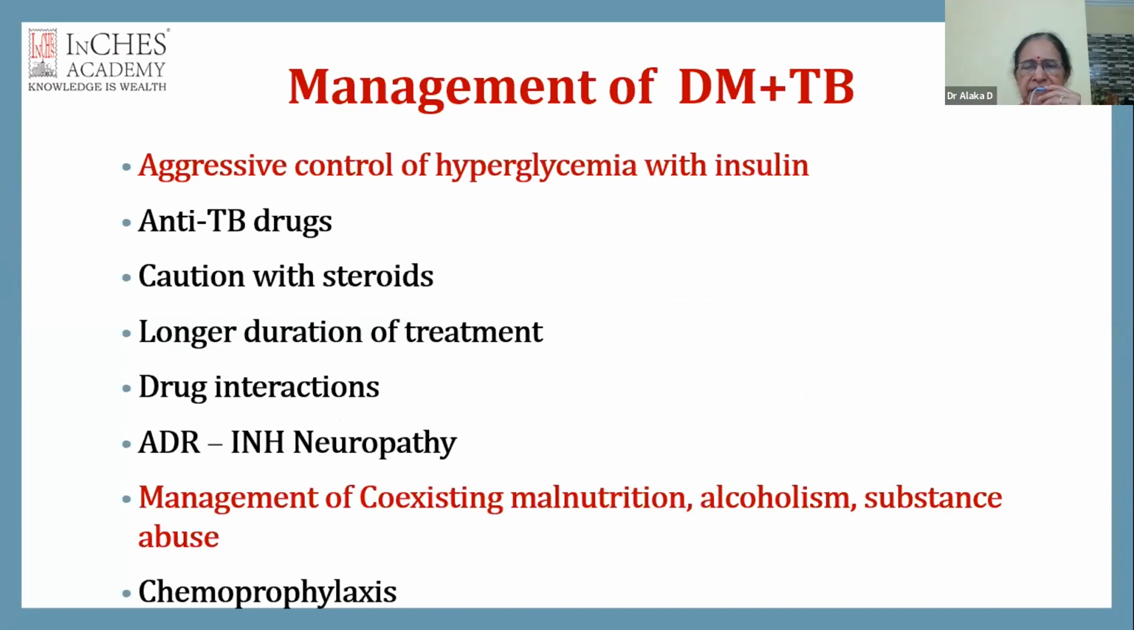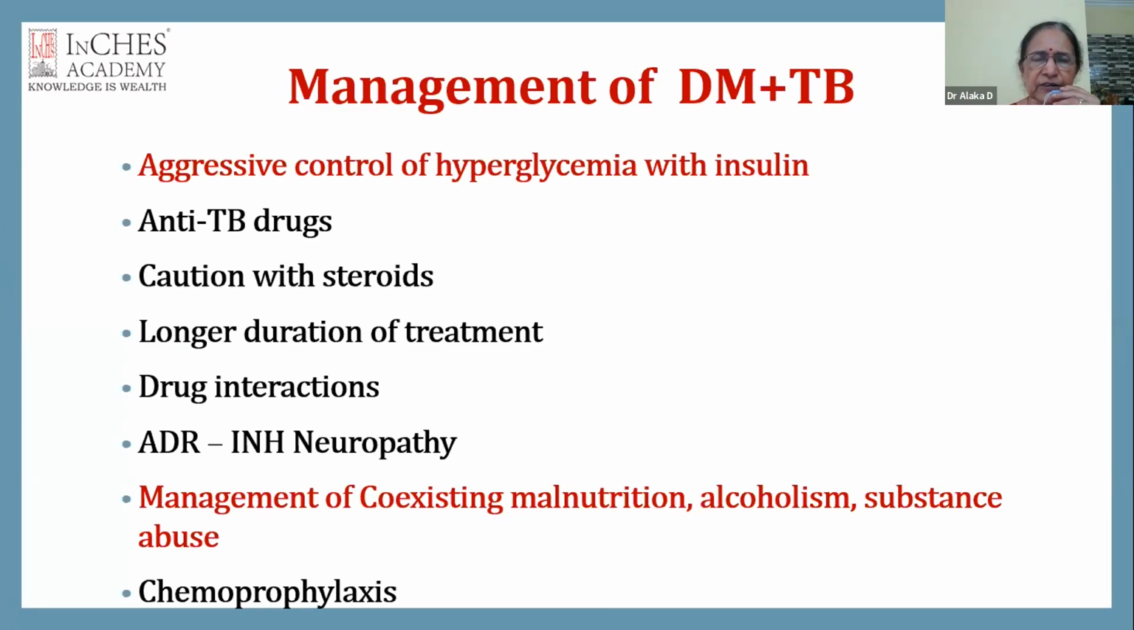Coming to diabetes and TB. TB is again very common in diabetic patients. What is necessary is aggressive control of hyperglycemia with insulin. The moment you utter the word insulin, the patient gets scared. But you have to tell him that this insulin will be for short term, as long as his TB is there. After that, we will again go back on his oral anti-diabetic drug.